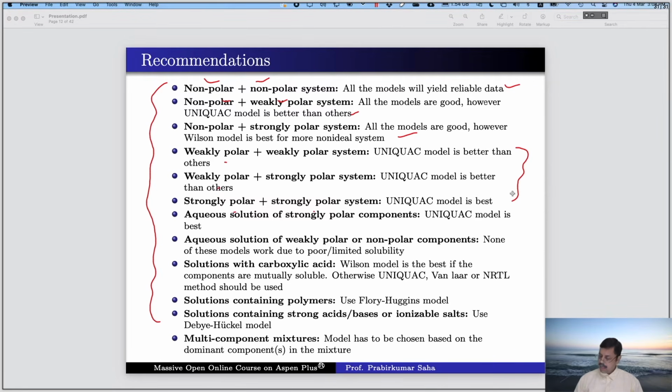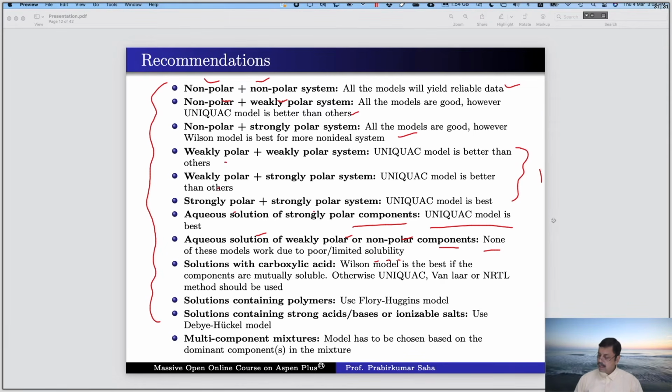Again, for an aqueous solution of a strongly polar component, that means one of the components is water and the other component is strongly polar, then the UNIFAC model is the best. And for an aqueous solution of weakly polar or non-polar components, none of these models work due to poor or limited solubility. Because water is a polar solvent, and if the component is non-polar or weakly polar, then it will not be dissolved in water. So none of these models work.